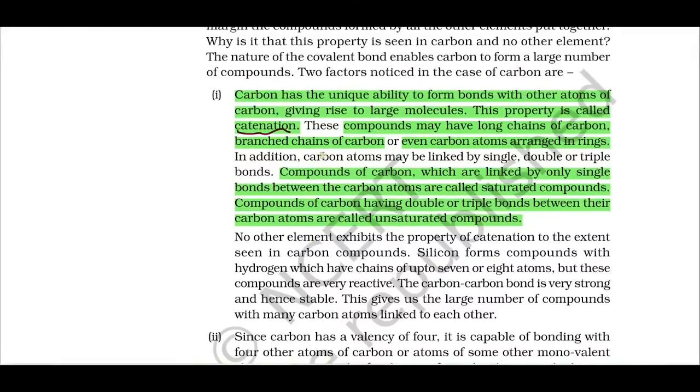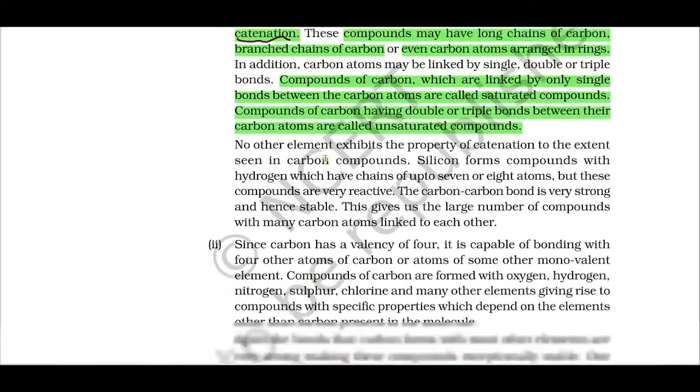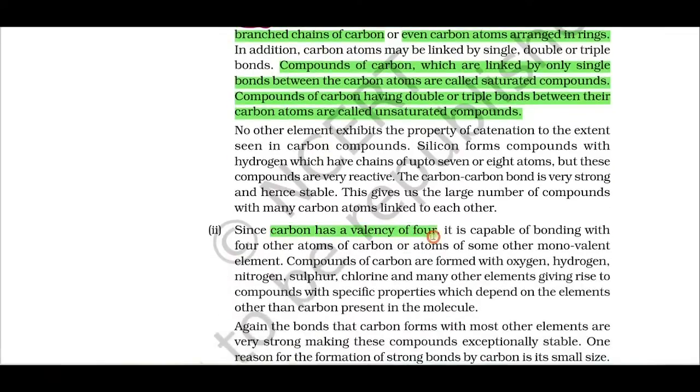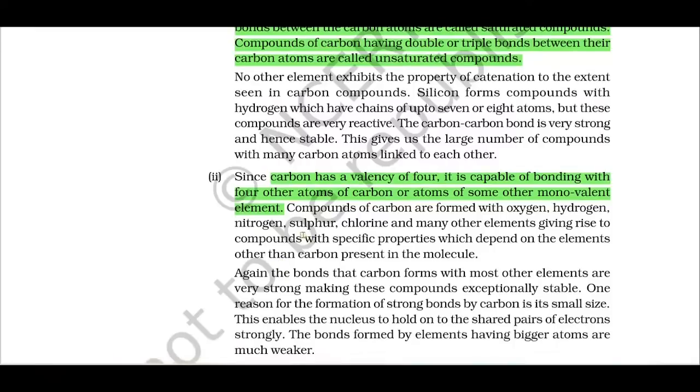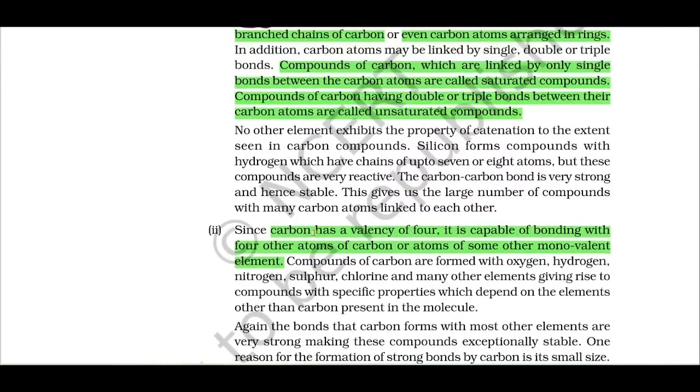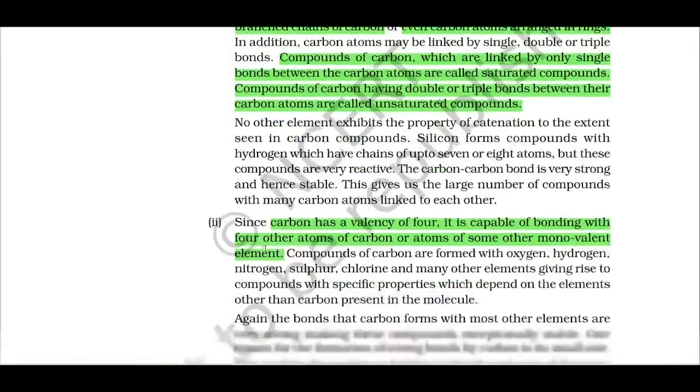So carbon compounds form a large number of molecules because of two unique properties. One is catenation, the other tetravalency. Carbon has a valency of 4. It is capable of bonding with 4 other atoms of carbon or other atoms of monovalent elements, right? Compounds of carbon formed with oxygen, hydrogen, nitrogen, sulfur, chlorine and many other elements give us many other compounds which have specific properties. Because of this unique property, we can call carbon a versatile element.